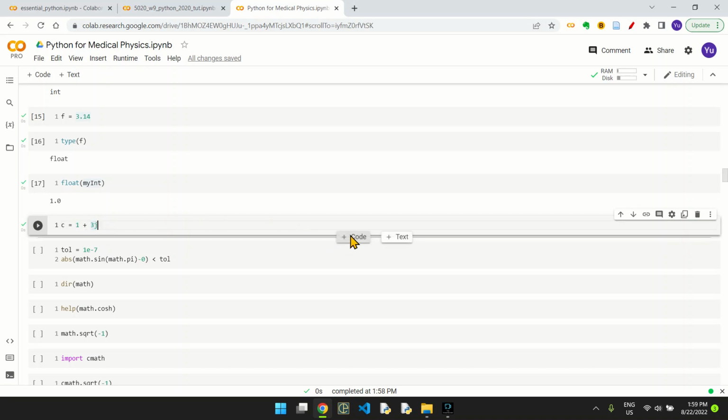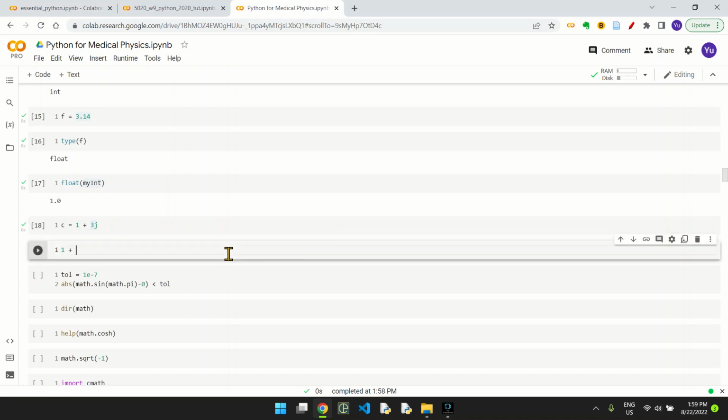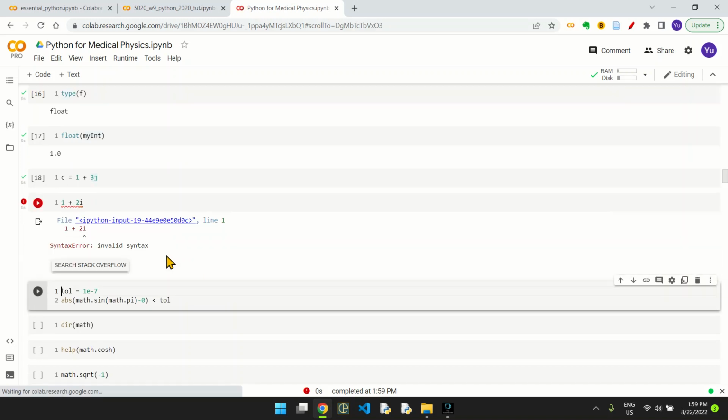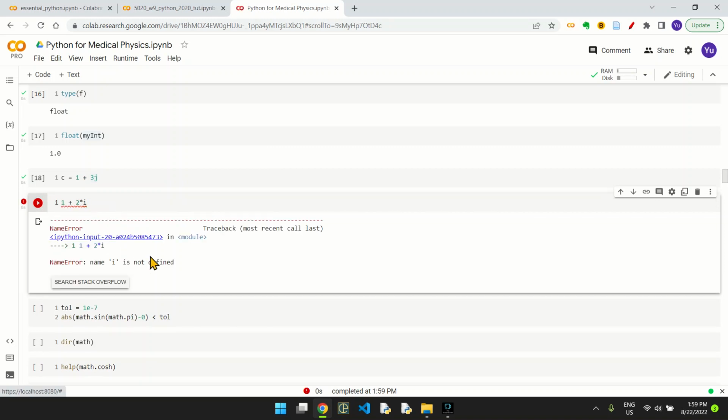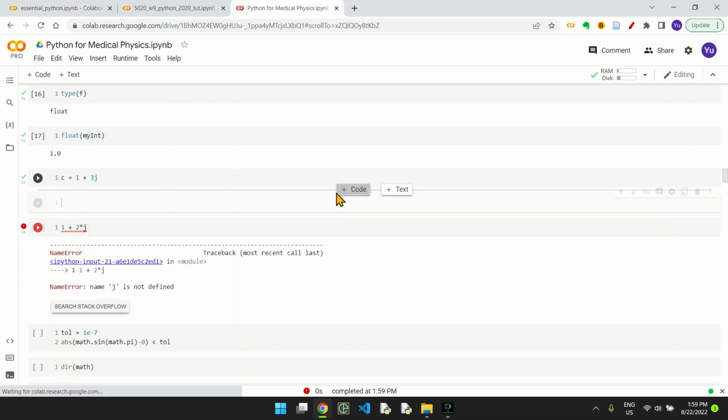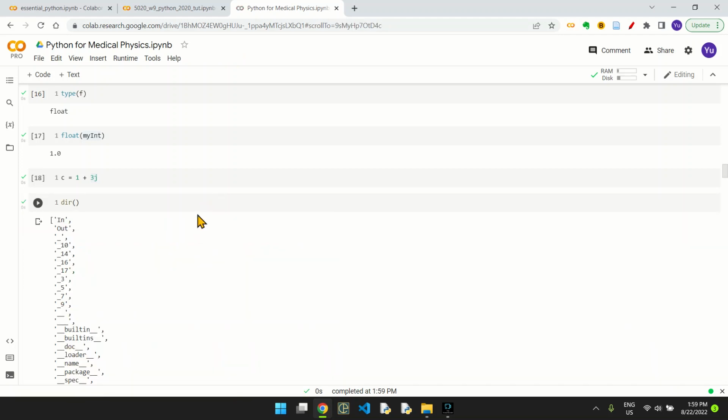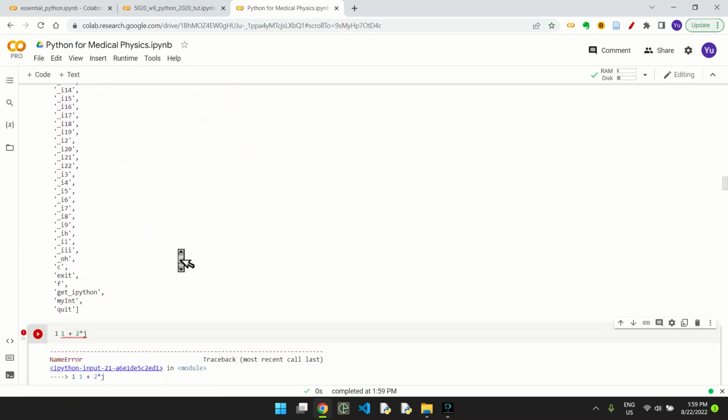Now pay attention here, because in maths we usually have i as the imaginary part, but if you do that here, it will tell you there's a syntax error because Python doesn't recognize what this is. And if you do a multiplication in between, it will tell you i is not defined because we haven't defined i yet. And what if we change it to j? The same will happen because j is not a variable yet. There's no j. So if we do dir, you won't see j being defined there.